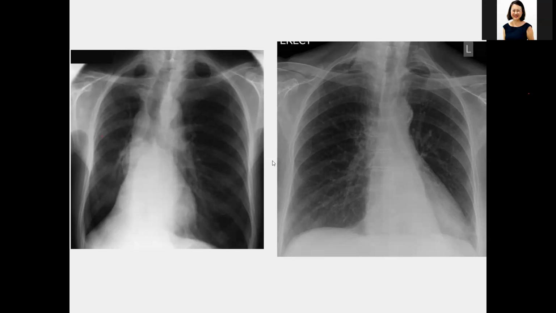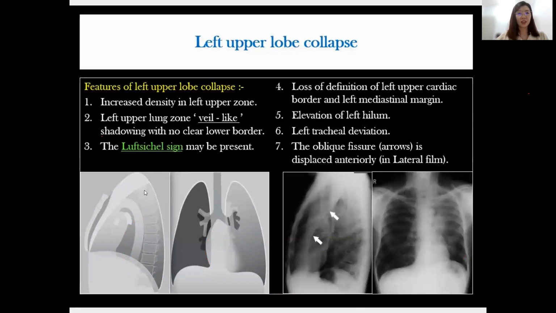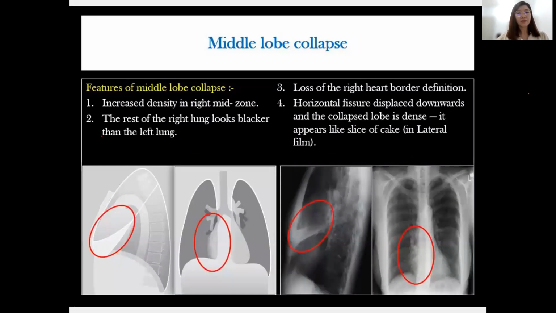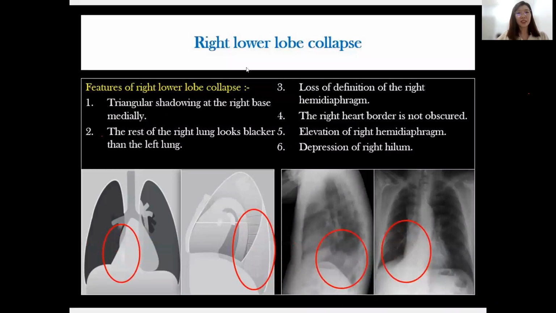So somebody said a triangular heart shape. I think it's right lower lobe collapse, right? Not middle lobe. You tell me. Yes, this is right lower lobe collapse. Okay, let's go back to the finding just now. See, this is the right lower lobe collapse, always a triangular opacity, obscuring the right heart border. Remember, it's right lower lobe collapse, like here.